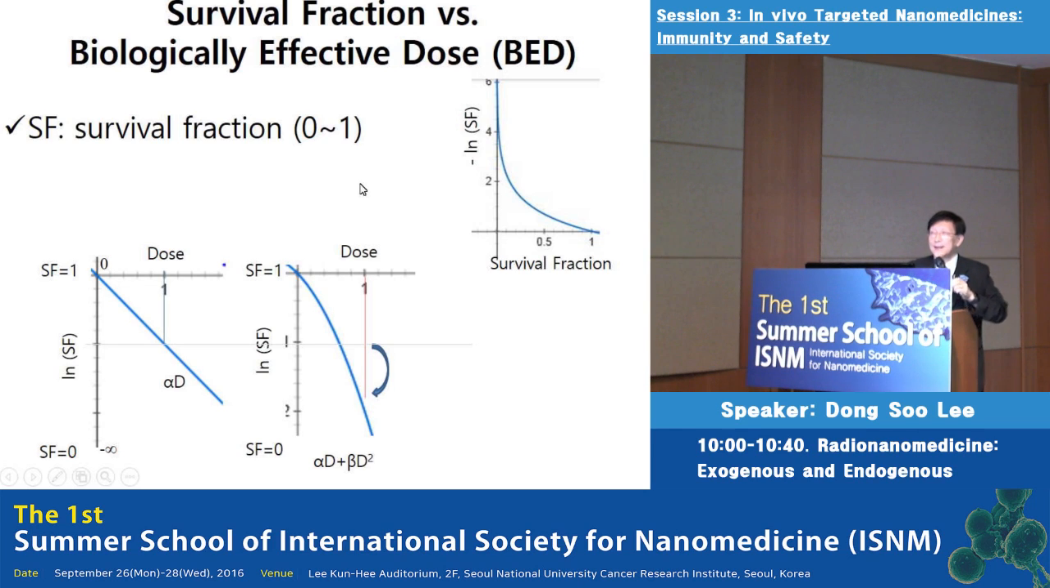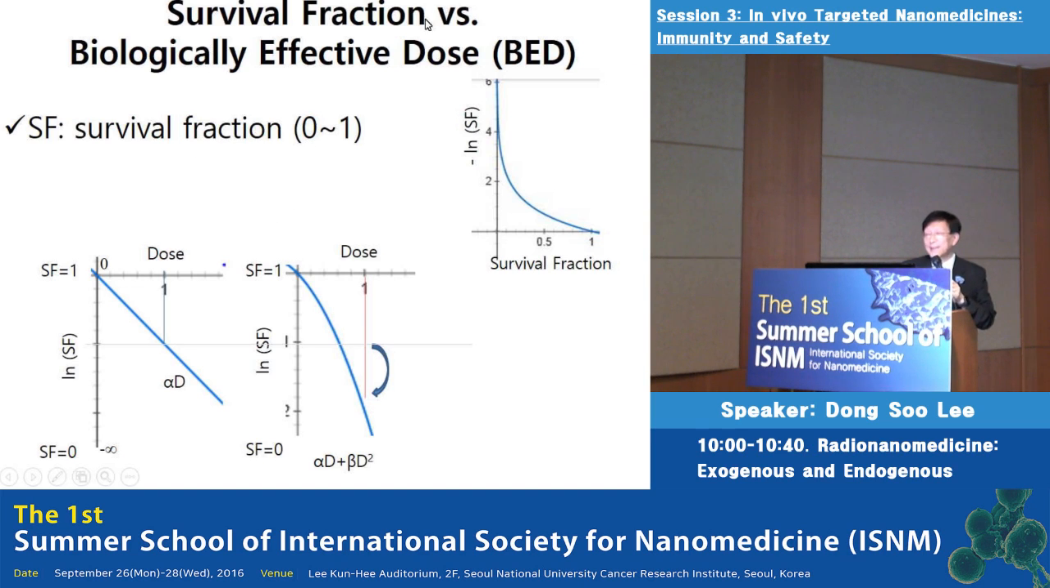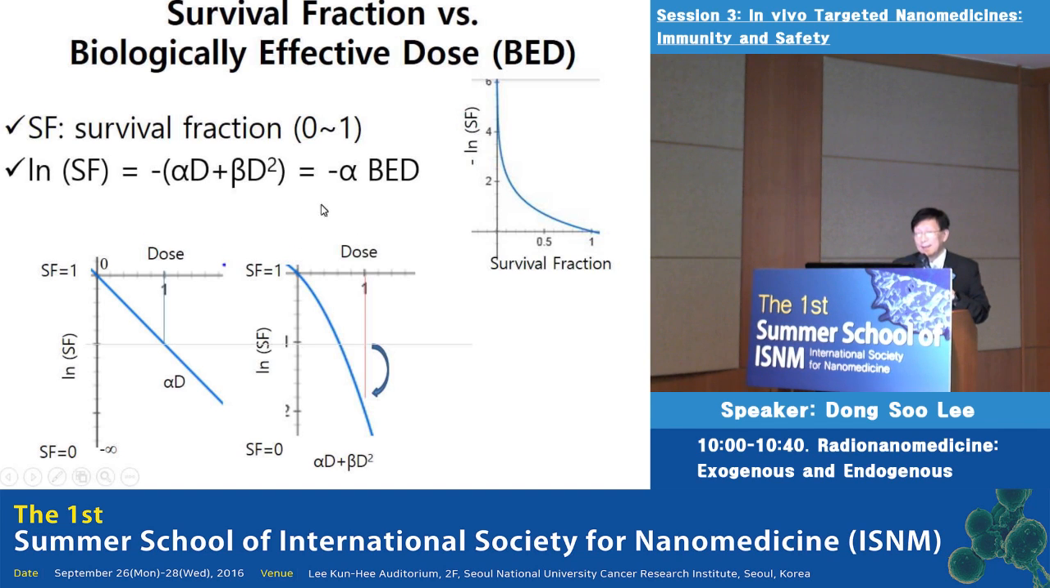As a kind of morning refreshment, I have prepared 2 slides. Please excuse me for letting you see the equations. That's the survival fraction, and tumors should not survive. The survival fraction is 0 to 1. 0 means all tumors are killed. 1 means no tumors are killed. And here, the natural log of the survival fraction: at 0 the log is minus infinity, the minus log is plus infinity, and at 1 it is 0.